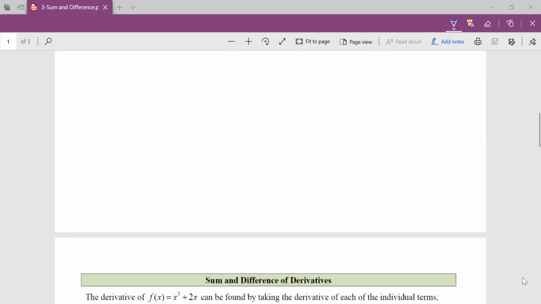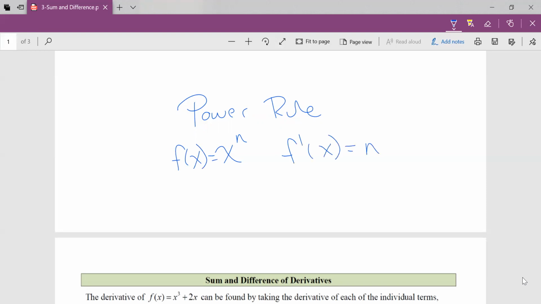So remember, what we did in the last lesson was we looked at the power law, or the power rule, whatever you want to call it. And all it told us was this. If I'm taking the derivative of some function x to the power n, the derivative of that was n x to the n minus 1. So the derivative of something like x to the power 7 is simply 7x to the power 6. That was the power rule.